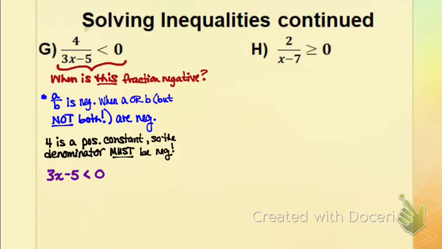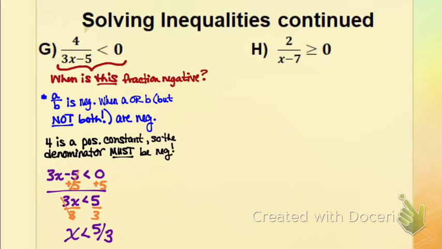And then I'm going to solve this. So I'm going to add 5 to both sides. 3x is less than 5. Divide both sides by 3. So x is less than 5/3. As long as we choose a value that is smaller than 5/3, that should make this entire fraction a negative, correct? Correct. Could we test that to find out?